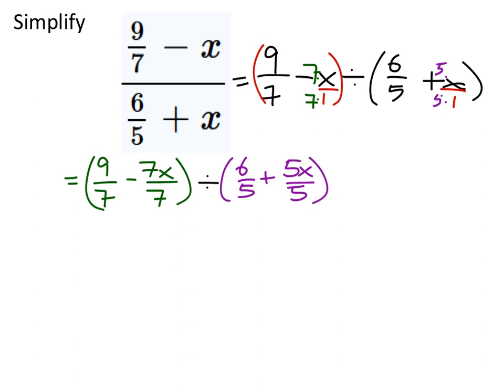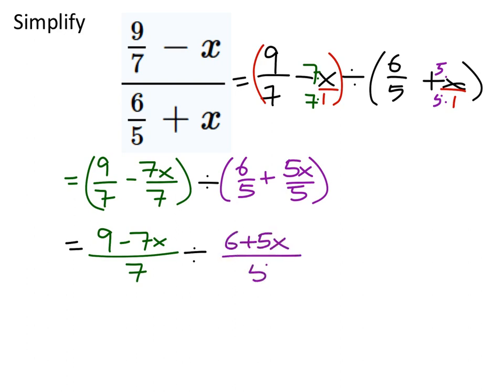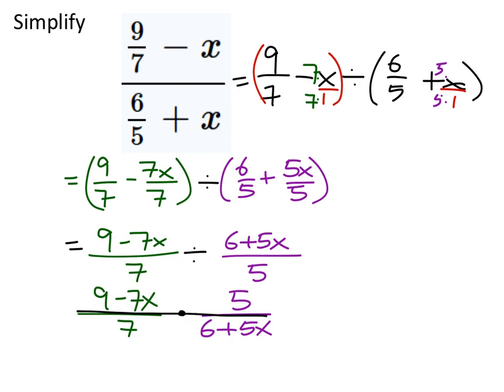Now again, it didn't change the value of those fractions, but it did change the way they look. Now that I have common denominators, we'll just write these out as single fractions. So 9 minus 7x over 7, all divided by 6 plus 5x over 5. Well, now that we have that, I'm going to reciprocate my second fraction there. And this allows me to make this one giant fraction once again, and this is multiplying each of these.